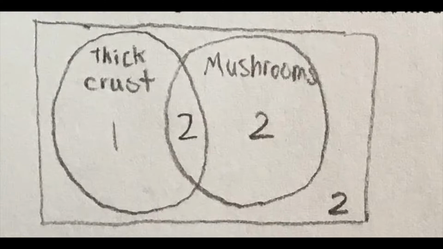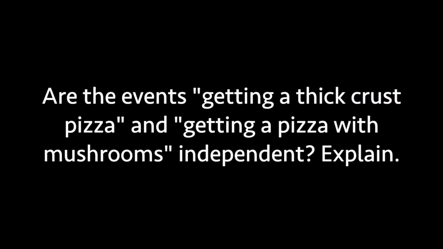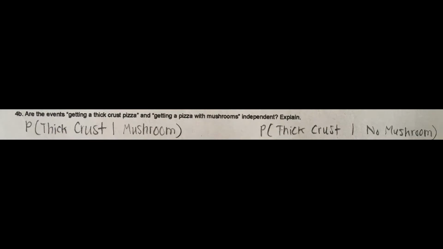Using this completed Venn diagram, we'll be able to solve part B, which says, are the events getting a thick crust pizza and getting a pizza with mushrooms independent? Explain. Basically, the question is asking us, does getting one pizza affect the chances of getting another? Knowing this, we should try to find the probability of getting a thick crust pizza given that it has mushrooms, and then a thick crust pizza given that it has no mushrooms. We need to find the probability of both in order to know if they affect each other.